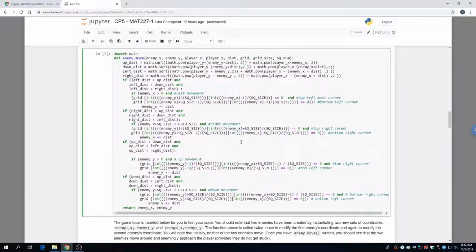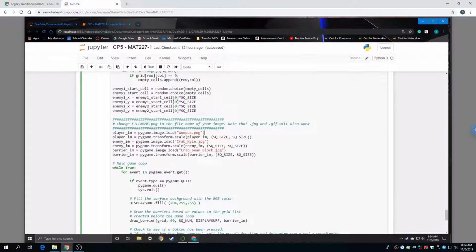And then the same we did for right distance, so if right is less than up distance, down distance, or left distance, move to the right, and then the if check for the barriers that way. The same thing for the up distance and the same thing for the down distance. And then this enemy move function finally returns the new enemy X and enemy Y positions. And then I will turn it over to Kyle for a demonstration of this.